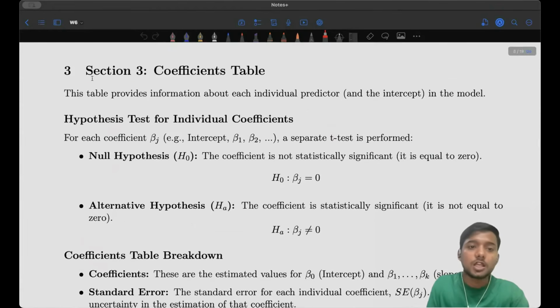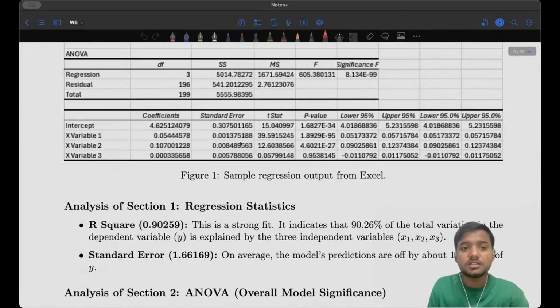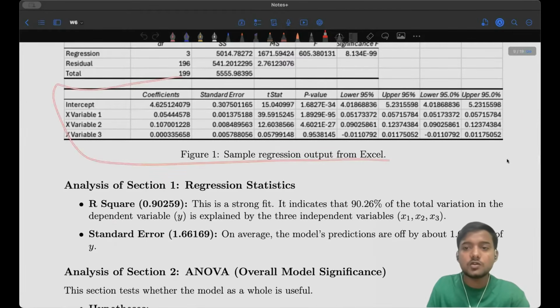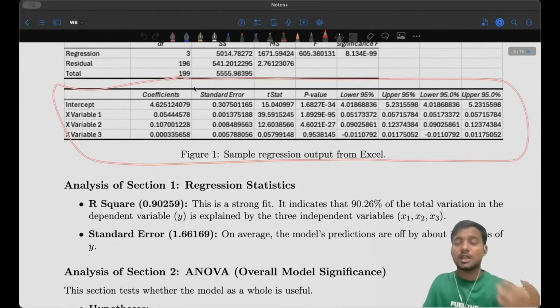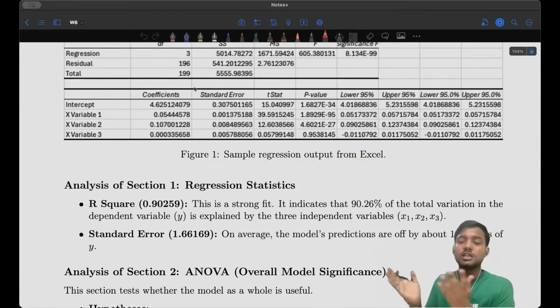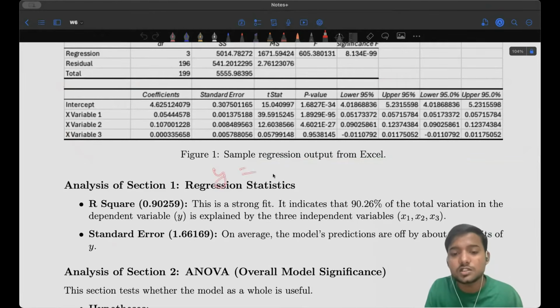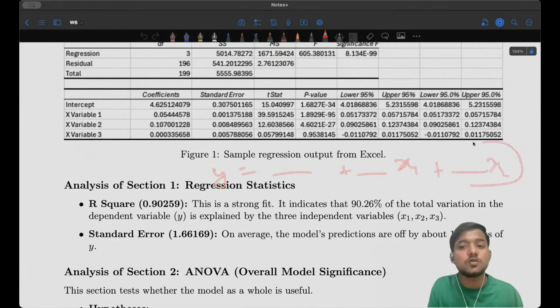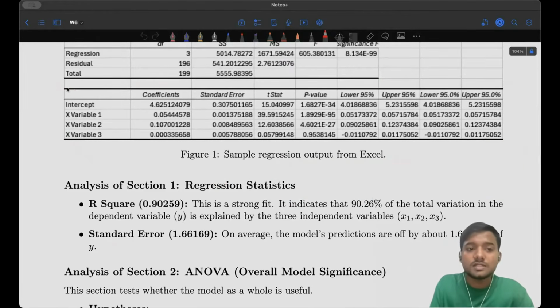Okay. Now coming to the third part, which is the coefficient table, right? And this table is the most important, because if you want to get the equation, right? I have the data, I give data to Excel and it gives me the output. So how do I write the equation? How do I write y is equal to something plus something x1 plus something x2? How do I fill these blanks? So these blanks are filled using this table only.